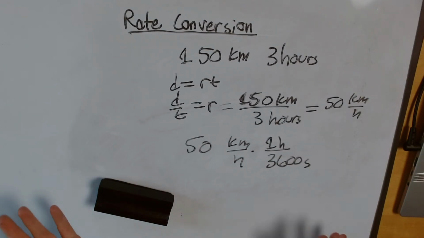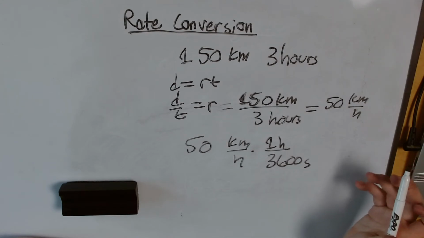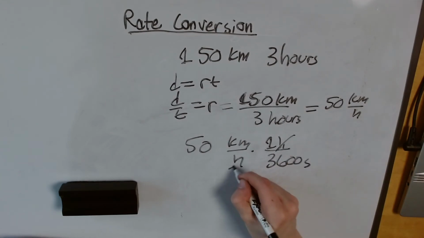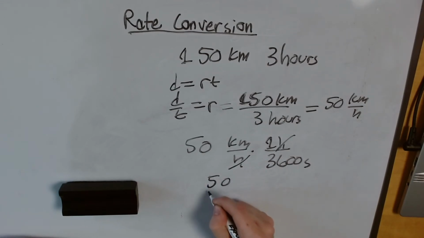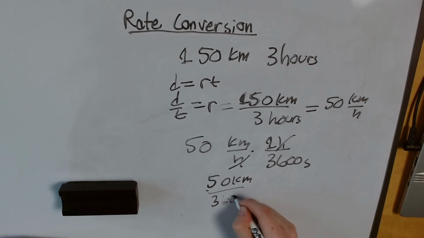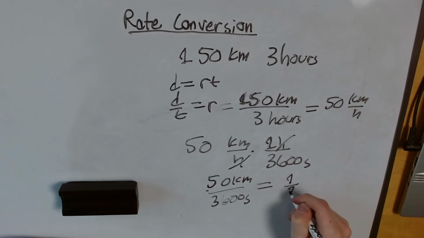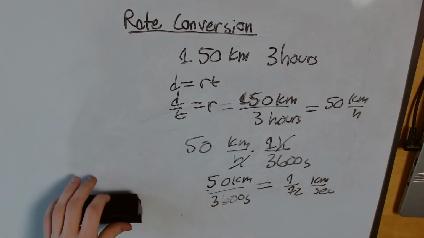Because this is 1, we can multiply this without worrying about changing the value. Now we have hours in the numerator and hours in the denominator, so we can cancel them out. We're left with 50 kilometers over 3,600 seconds, which comes out to 1 over 72 kilometers a second. And just like that, we converted kilometers per hour into kilometers per second.